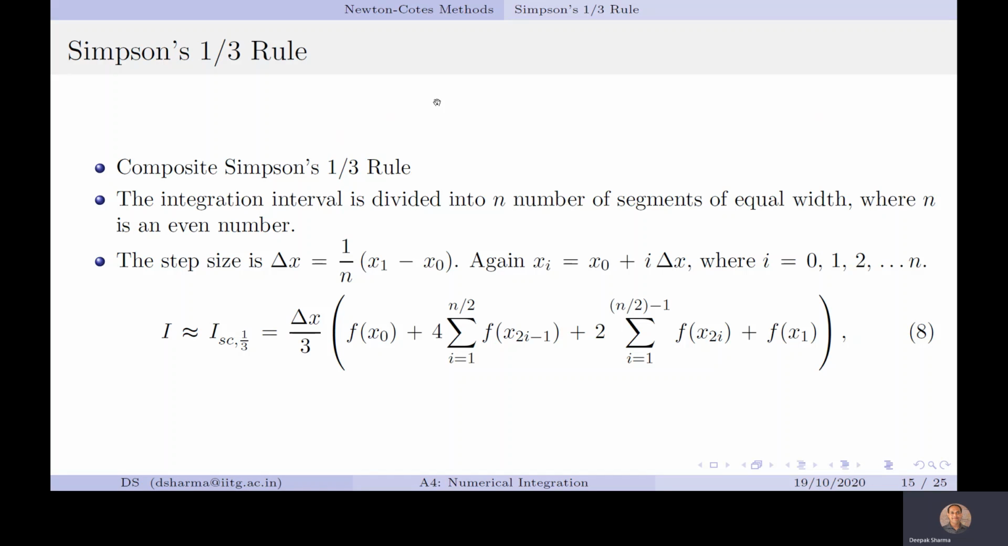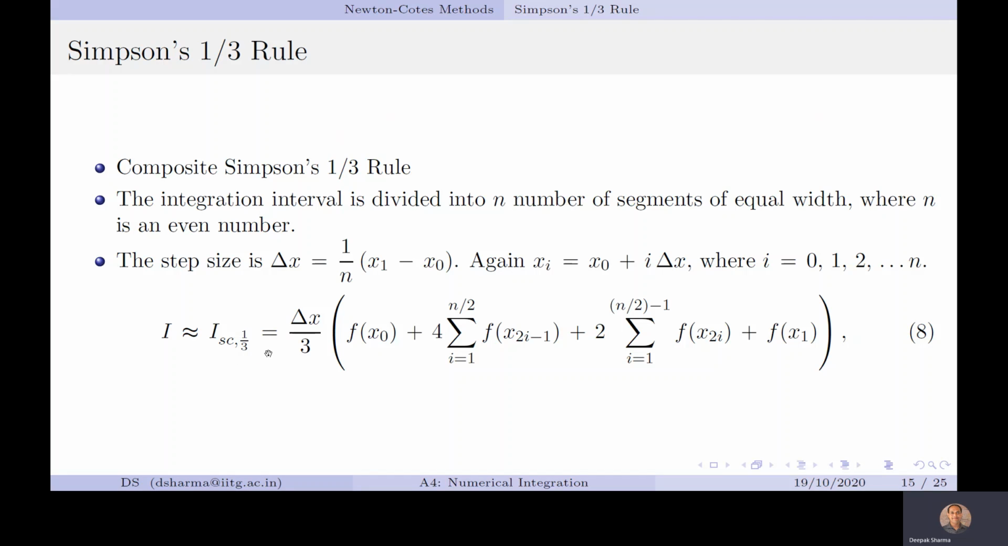Now the same Simpson rule can be converted into the composite Simpson rule, in which we divide the range of x0 to x1 into n number of equal segments. As of now, in all the methods we are dividing x0 to x1 into equal segments. In this case, the step size is 1 divided by n times x1 minus x0, similar to the trapezoidal rule. And here xi equals x0 plus i times delta x. This is also similar to the trapezoidal rule. And then we have the value of the integral.